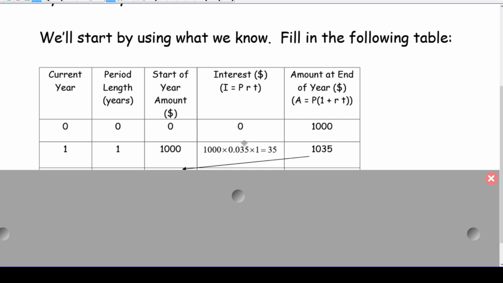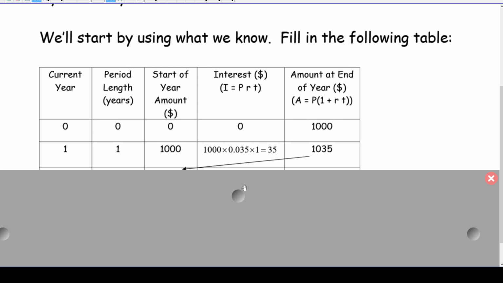So that's where all of these numbers come from, the PRT and the T being 1 year because we're compounding annually. If I add the $1,000 that I had at the end of the previous year to the $35 that I have at the end of the first year that we're actually calculating our interest in, we've got $1,035.